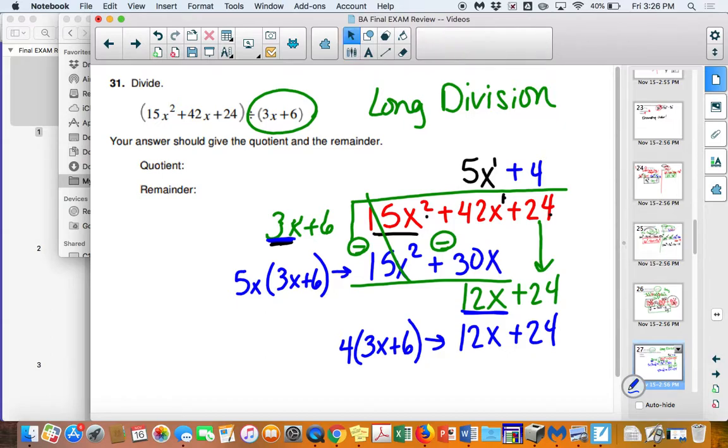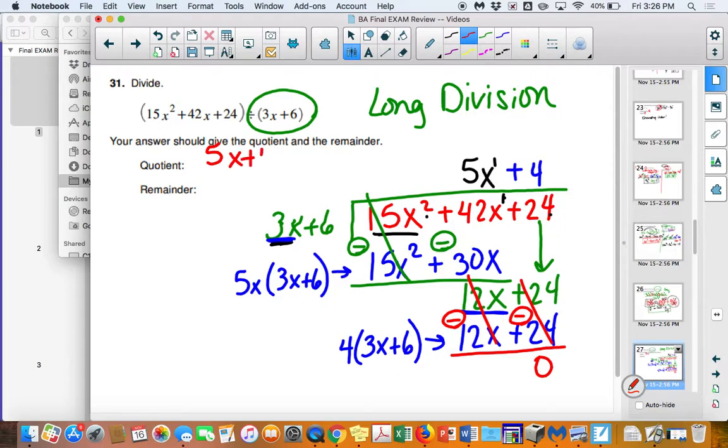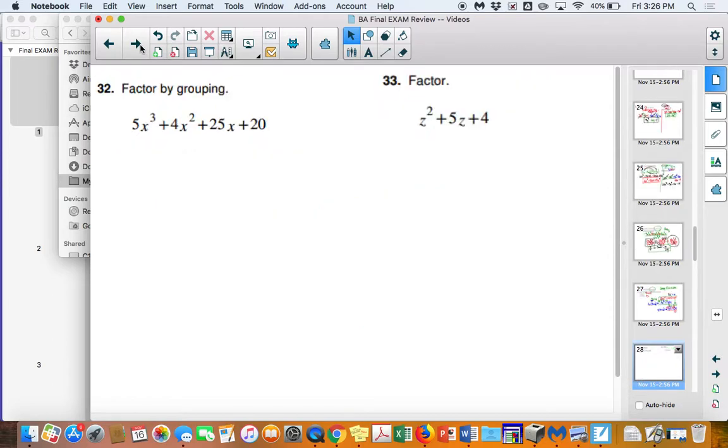All right. What we had done before is we're going to change the signs, and then we're going to add them together. And that goes away and we get a remainder of 0. So when it asks you over here for quotient, quotient is this part up at the top, 5x plus 4. Remainder that we got was 0. So we're done. Okay, let's go on to the next one.